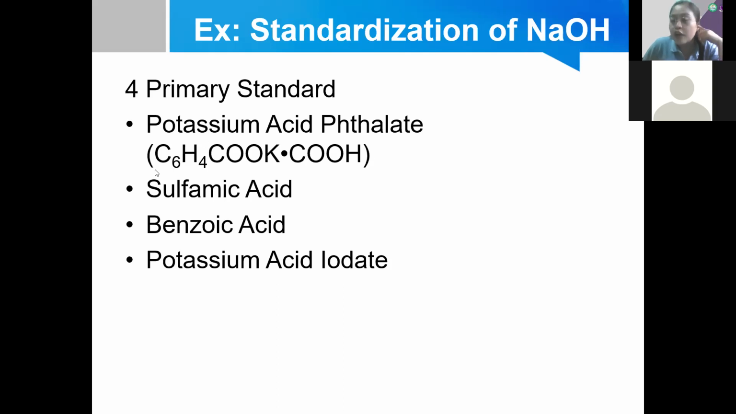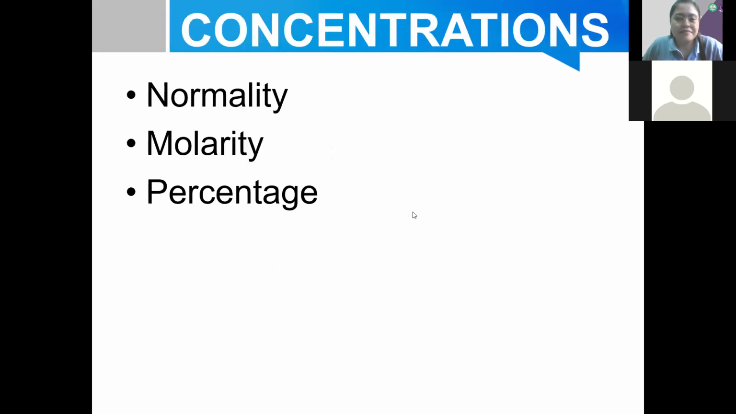C6H4COOK-COOH. Yan yung kanyang chemical formula. However, if potassium acid phthalate is not really available in the laboratory, we can use either the sulfamic acid, benzoic acid, or the potassium acid iodate. All of them are solid substances, so they are considered primary standards.